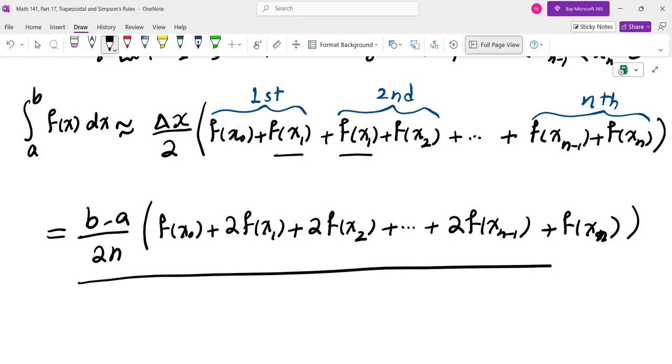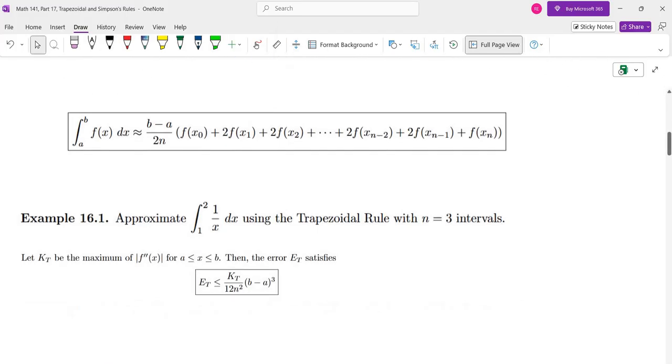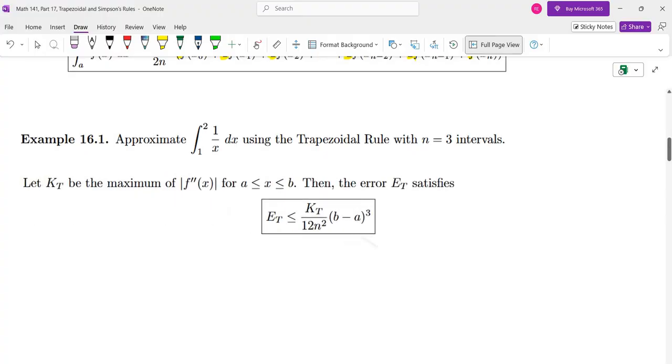This sum is called the trapezoidal approximation that I have written here. So the integral from a to b of f of x dx is approximately b minus a over 2n times this sum. So what you really need to remember are these coefficients that are 1, 2, 2, 2, everything is 2 except for the first one and the last one. And of course we also have b minus a over 2n. This is an important formula that you need to remember, and that's what you use in order to approximate an integral using the trapezoidal method.